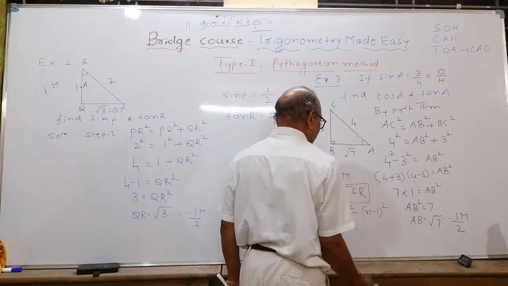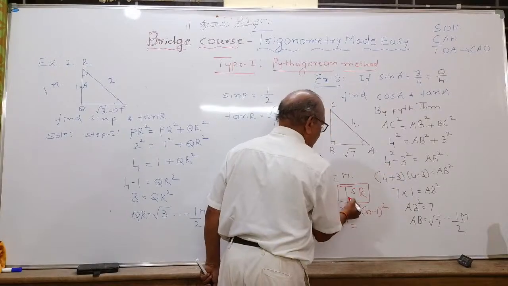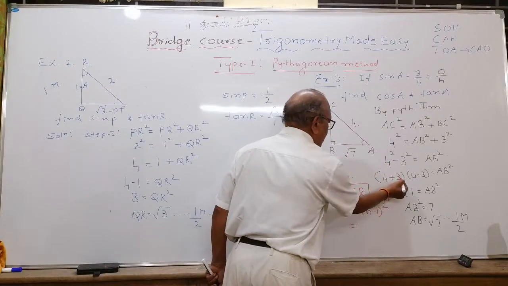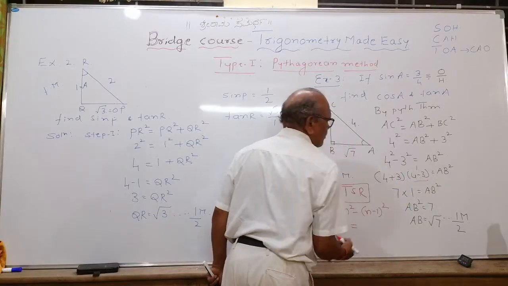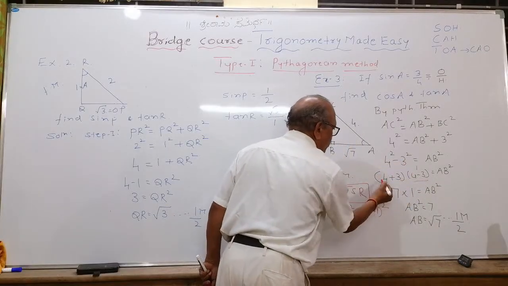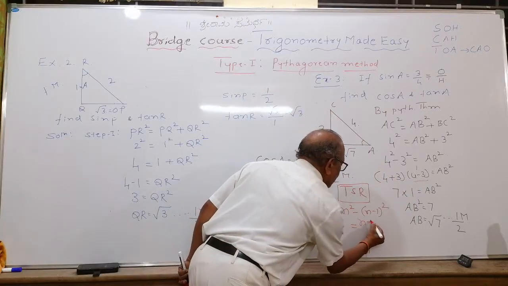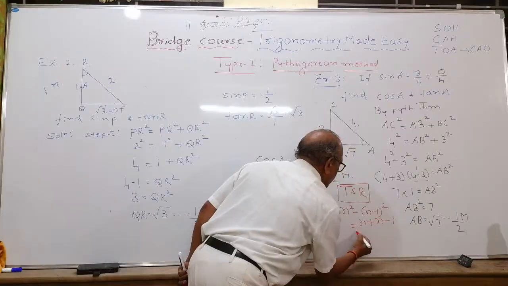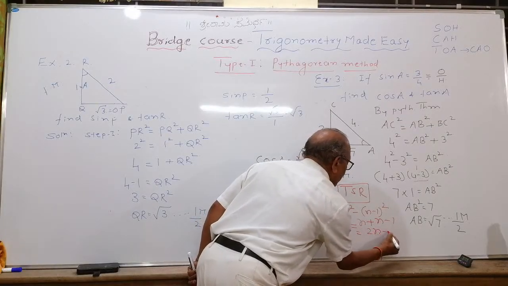What do you get here? See, what is n? N is 4 here, and n minus 1 is 3 here. What do you get here? 4 minus 3 becomes 1 only. When the difference of two numbers is 1, what do you get here? 4 plus 3. 4 plus 3 means n plus n minus 1. What do you get here? N plus n becomes 2n minus 1.